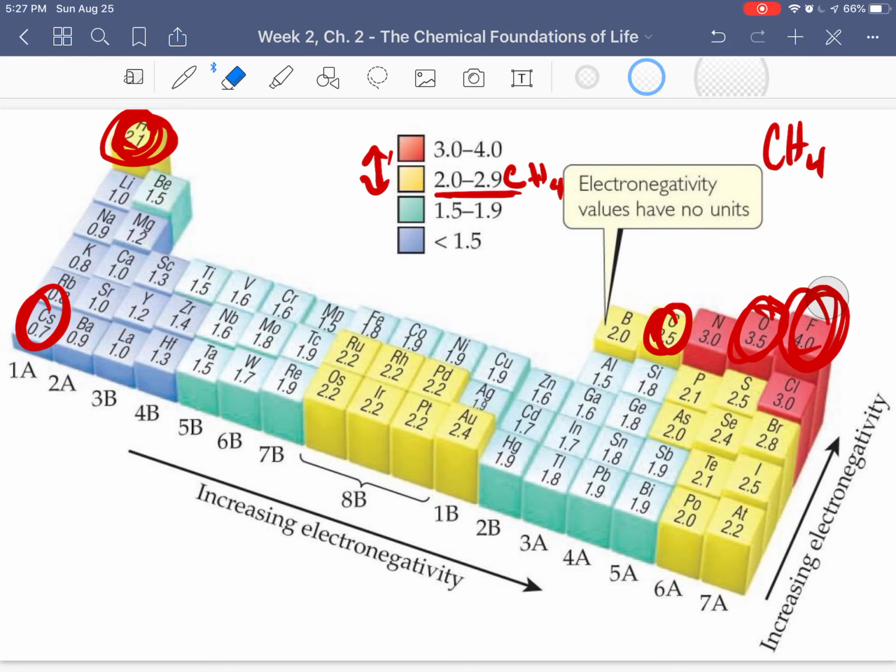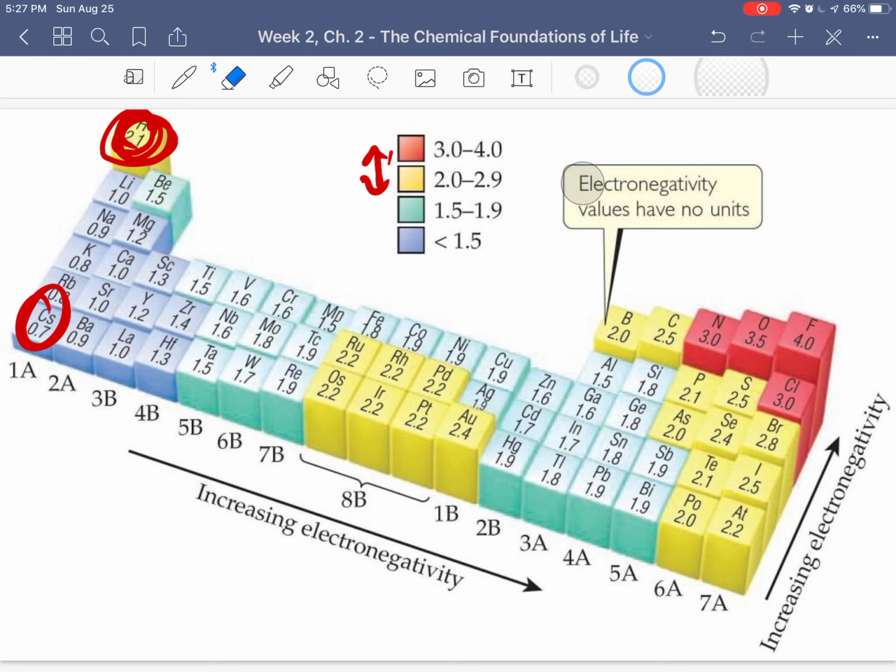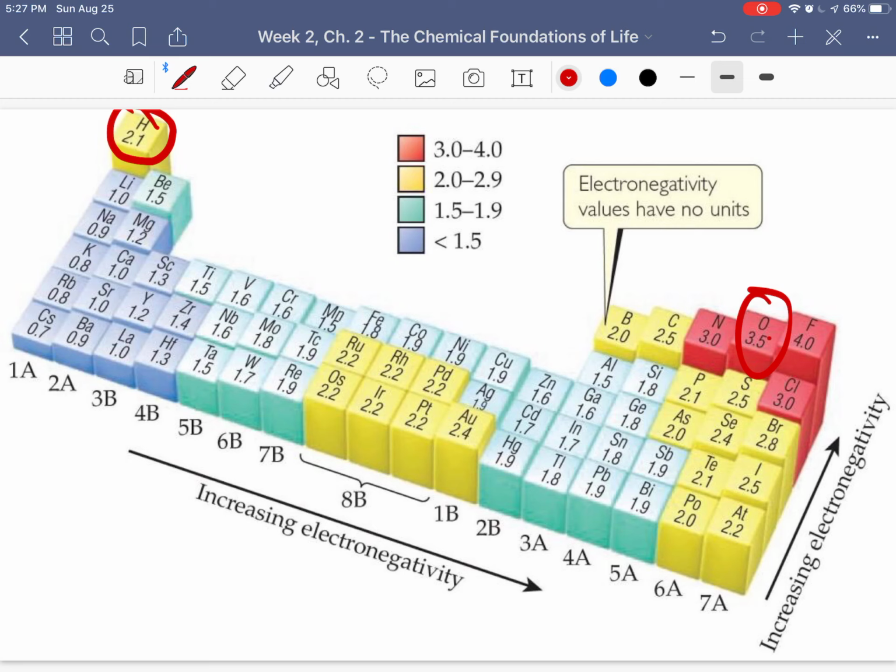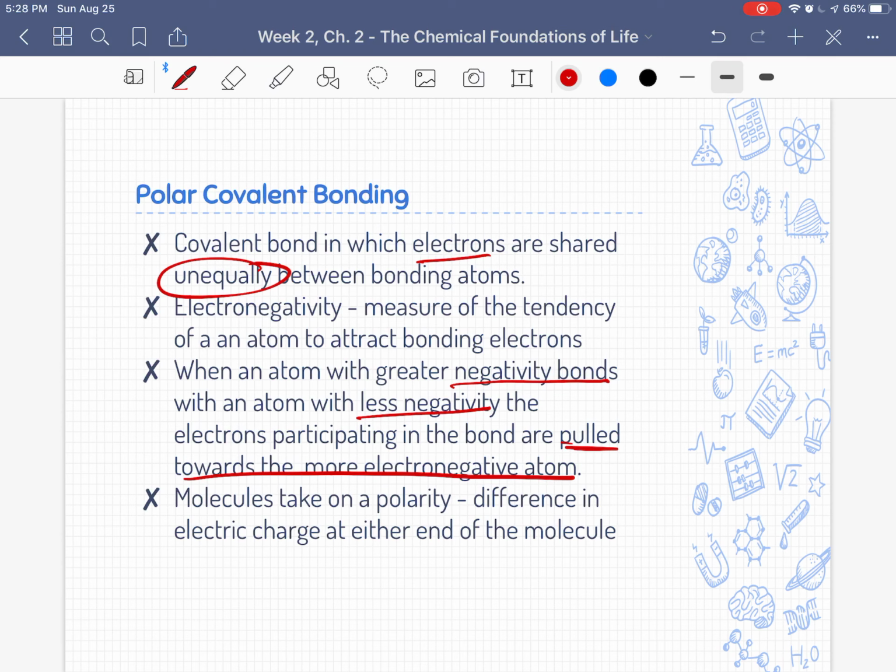So if we go back over here and erase all this mess that I wrote: in water, the hydrogens bond with oxygen, and oxygen has the greater electronegativity. So the electrons are going to be pulled towards that oxygen atom. And that gives what's called polarity. Polarity is just a difference in charge at either end of a molecule.